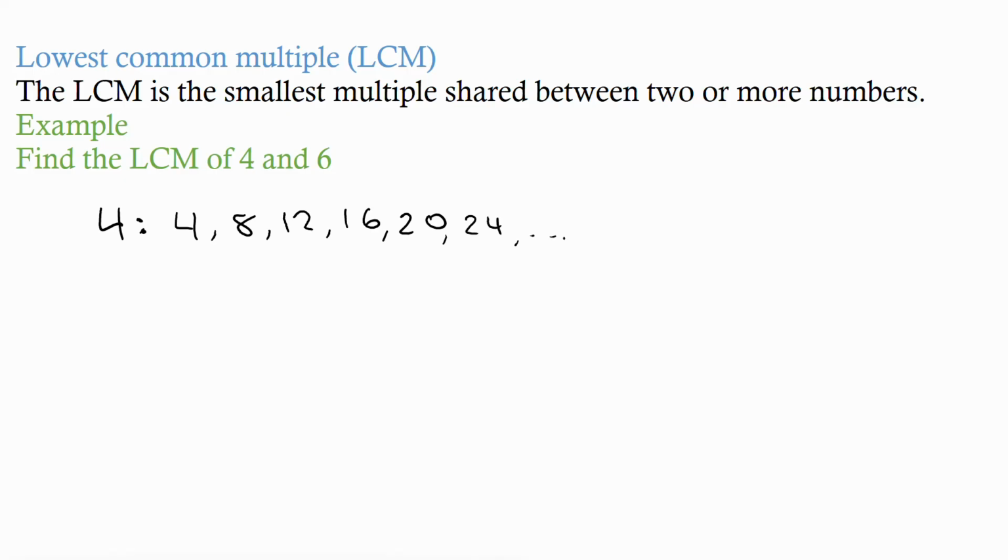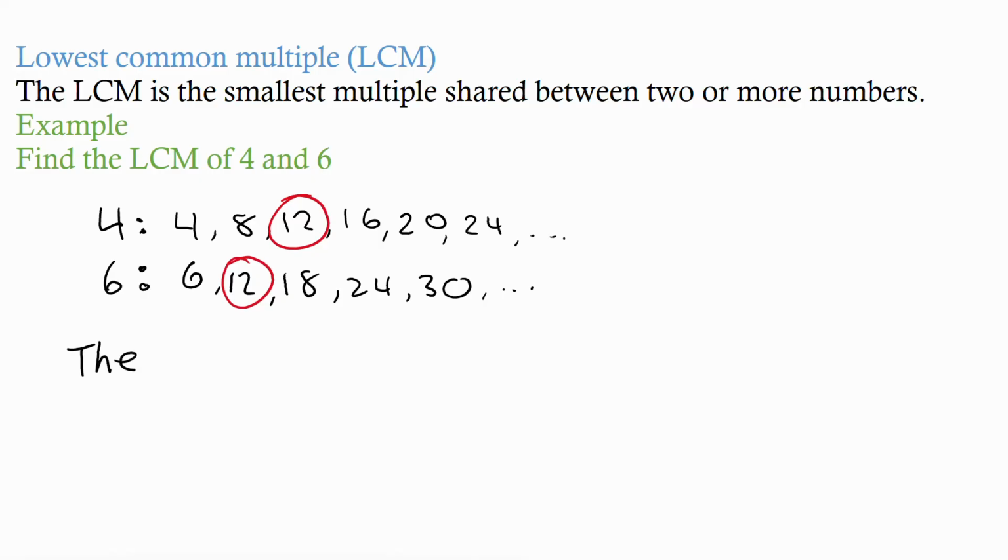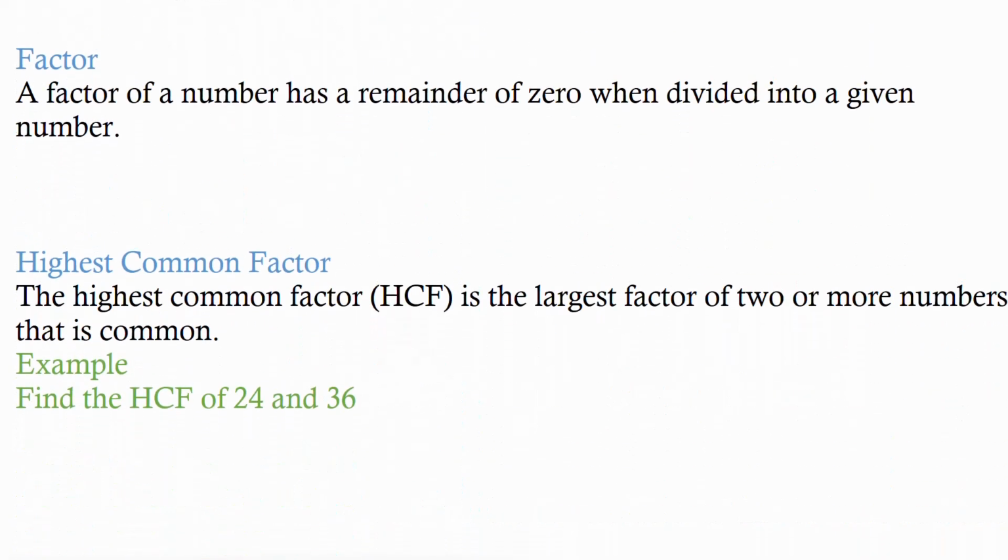But let's say now I'm going to go and write all my multiples of 6. So we have 6, 12, 18, 24, 30, and it keeps going. At this point, we look at these and we're looking for the smallest number that is shared in both sets of numbers. So in our case, 12 and 12. So we would say that the LCM is 12.